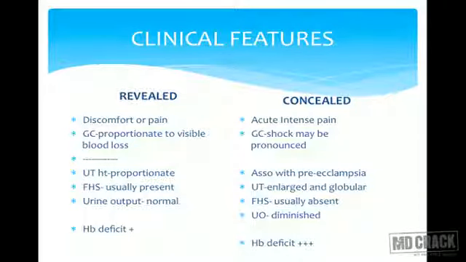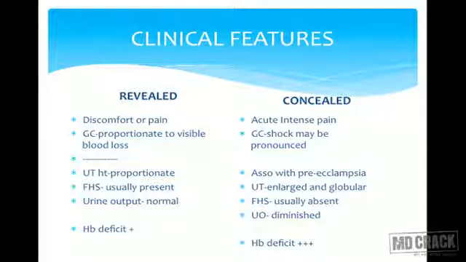Uterine height will be proportionate to the gestational age in the revealed variety because blood loss is coming out. In the concealed variety, the uterine height will be more than the gestational age because the blood is getting accumulated inside. Fetal heart is usually present in revealed, but in concealed, the clot itself helps in more and more placental separation. So usually the fetal heart is absent.